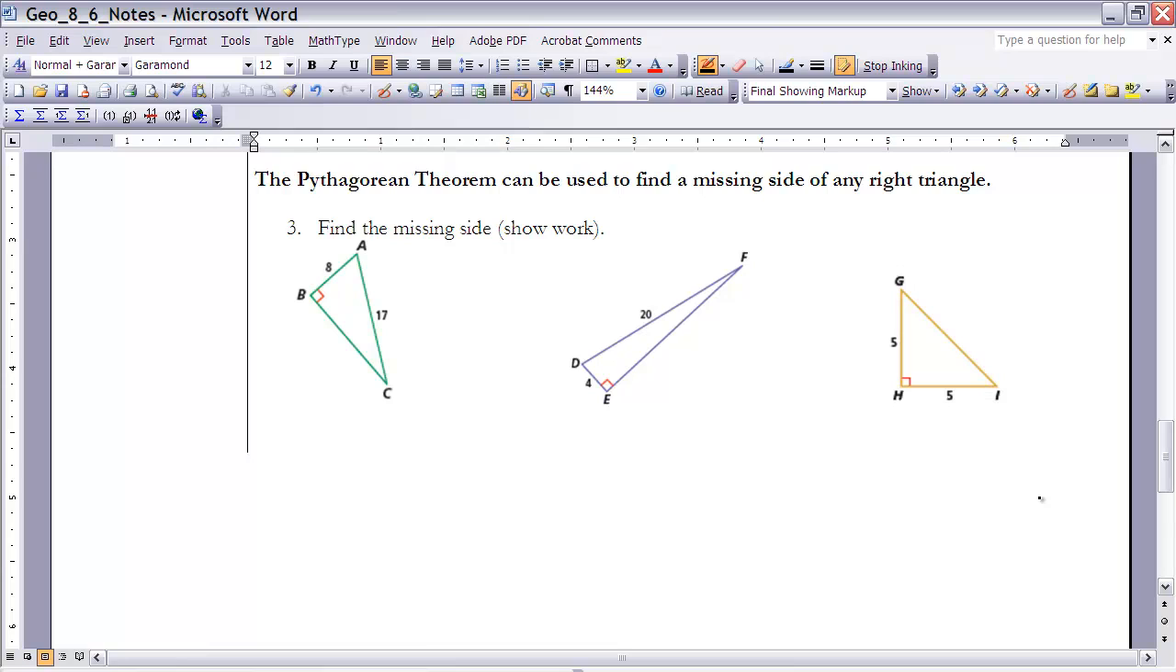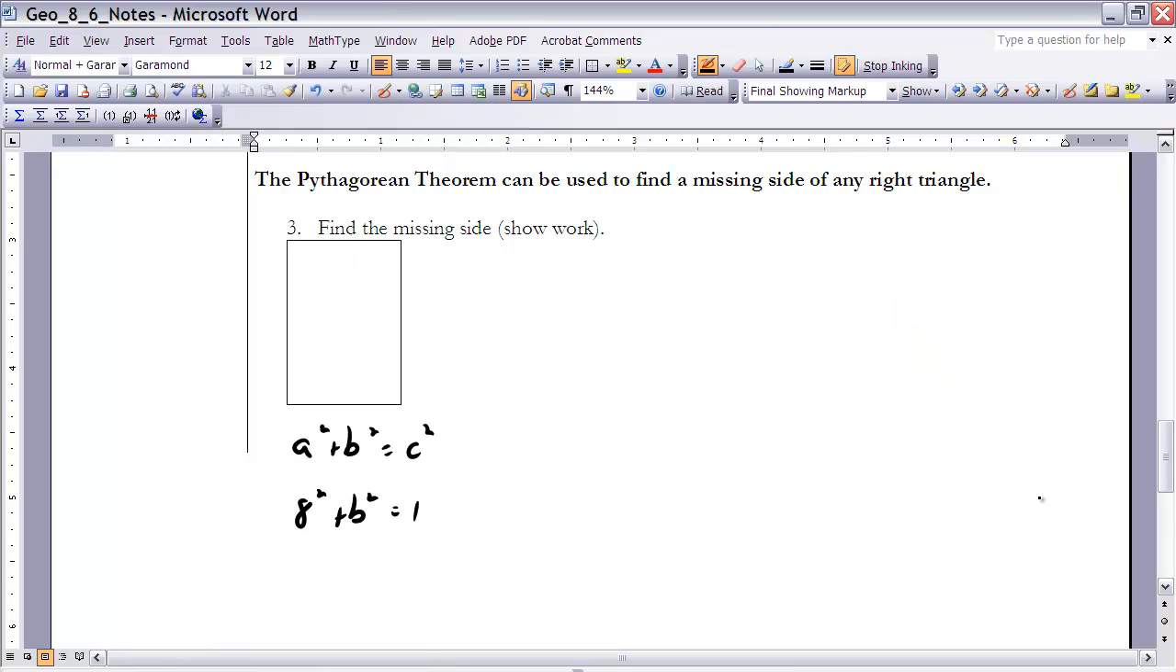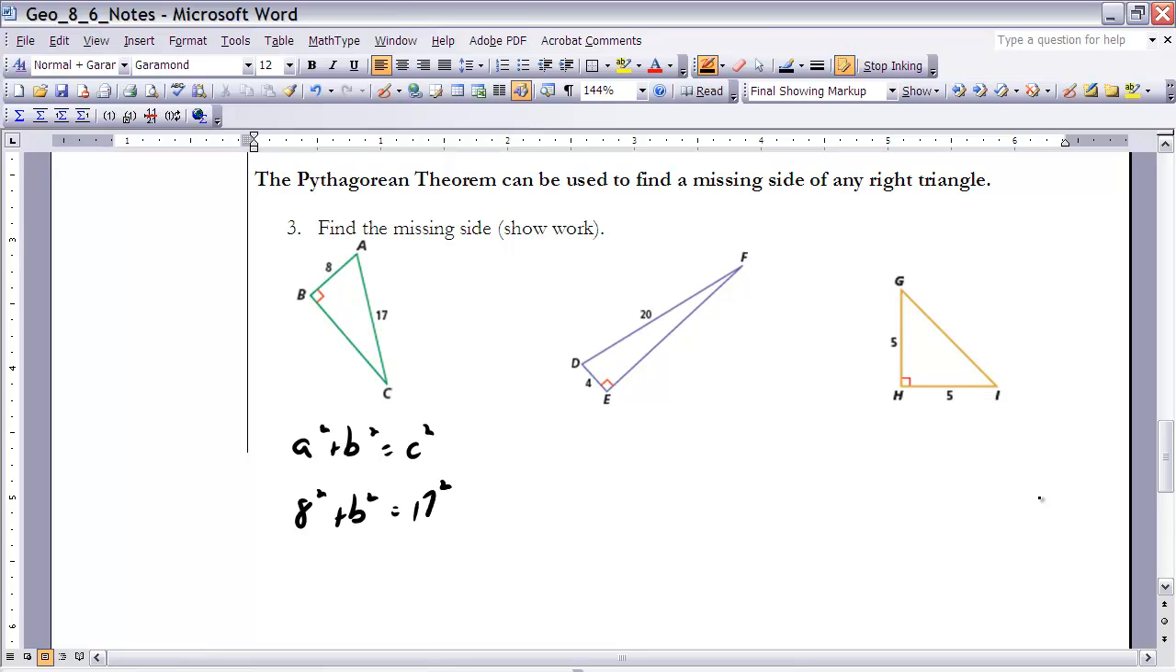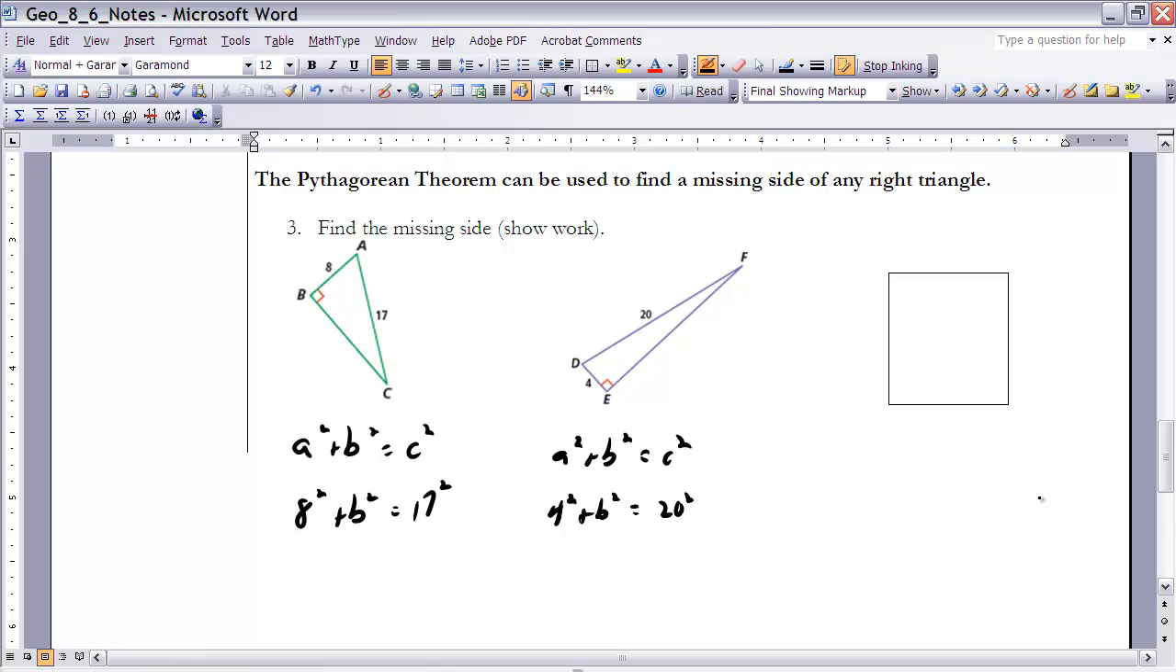So if I'm looking at this first example, I'm going to set it up again using a squared plus b squared equals c squared, because we know that relationship is true. So I'm going to say 8 squared plus b squared is equal to 17 squared, because 17 represents the hypotenuse there. On this one over here, I'm going to set it up as a squared plus b squared equals c squared as well. So I'm going to say 4 squared plus b squared is equal to 20 squared, because in that one 20 is your hypotenuse.